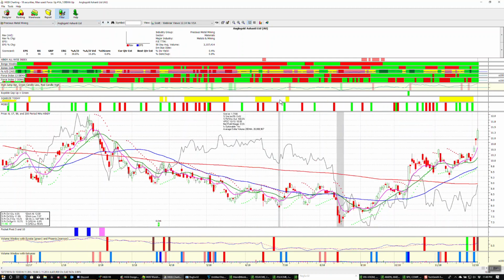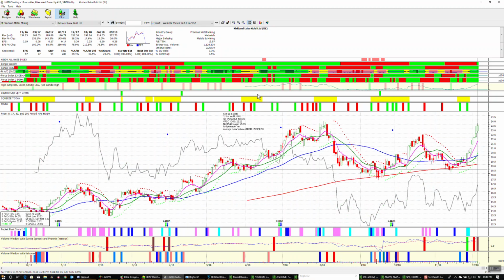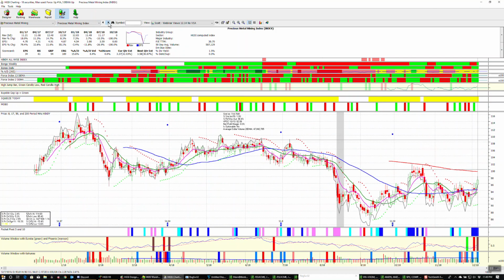AU, this was the one we picked when I was at George's meeting. I think we were probably sitting there on the 11th or 12th. We were. And it's broken out this week as well. A little cheaper stock. And here's Kirkland, another one that's testing its August highs after having a very nice run. I think that's it on the non-index ones.